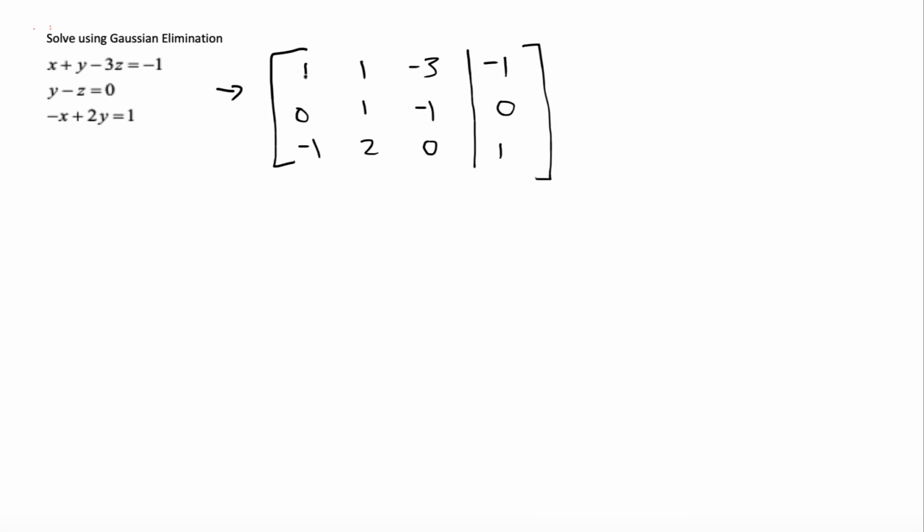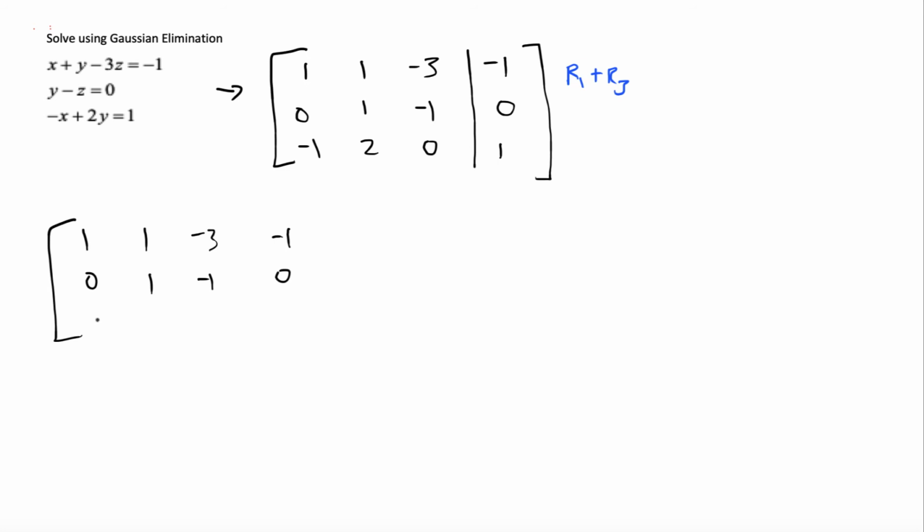So we already have a 1 in the first row, first column, which is good, right? So we want zeros below it. The second row already has a 0, which is good. So we just need to get a 0 in this location, right? So this turns out pretty good. We'll just add row 1 with row 3, okay? So by doing so, row 1 is not going to change. Row 2 also does not need to change. We're just going to add row 1 and row 3 together, right?